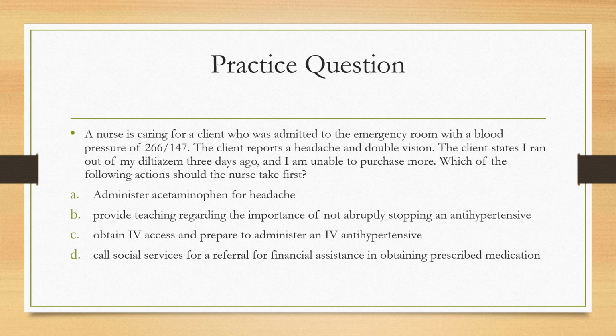Answer choice A says administer acetaminophen for headache. B, provide teaching regarding the importance of not abruptly stopping the antihypertensive. C, obtain IV access and prepare to administer an IV antihypertensive. D, call social services for a referral for financial assistance in obtaining prescribed medication. Now remember, in the stem of the question, it says, what should the nurse do first? So these answer choices may all be correct. You may do all of this for this patient, but which one should be done first, okay? And I'll give you a few seconds to come up with your answer.